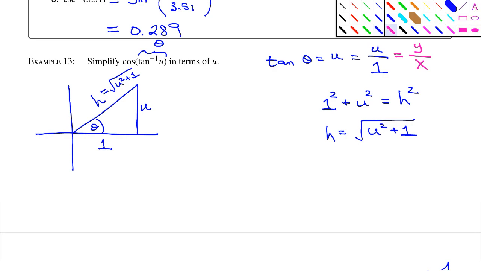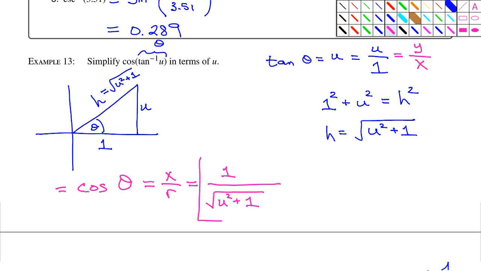And now what we're down to is finding the cosine of the theta angle, where theta is represented by this picture above. Well, cosine is x over r, and so that's going to be 1 divided by the square root of u squared plus 1. And usually for these problems in calculus, we do not rationalize the denominator. So let's go ahead and leave it as that.